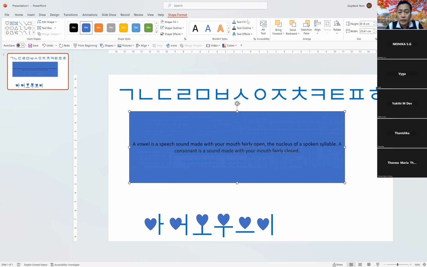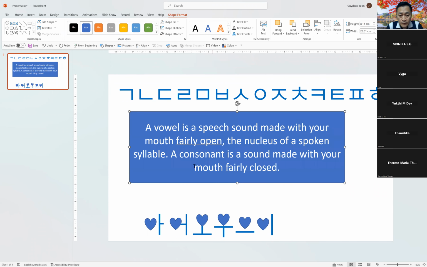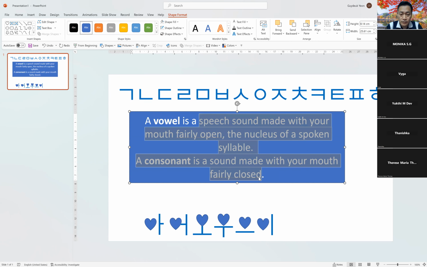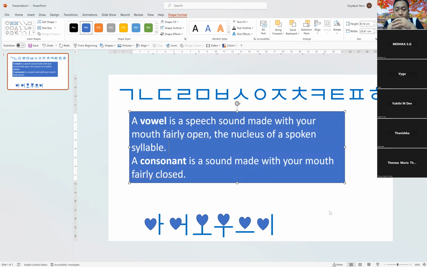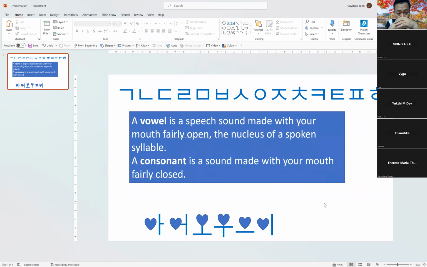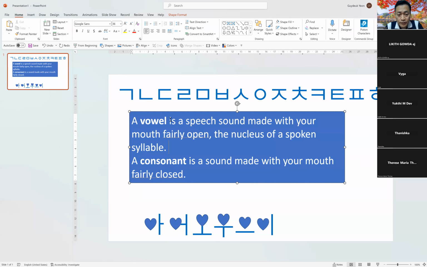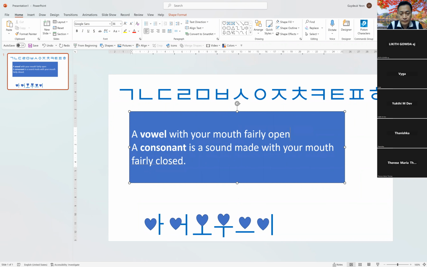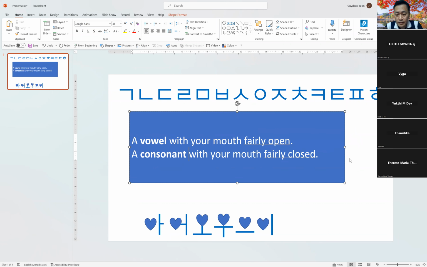One of you may read this one. Let me change the color and then make it bigger. Would you read and explain to us? Any one of you? Can you read it? A vowel is a speech sound made with your mouth fairly open. The muscles of a spoken syllable. A consonant is a sound made with your mouth fairly closed. Okay. So here we can see vowel, with your mouth barely open. Consonant, with your mouth barely closed, right?